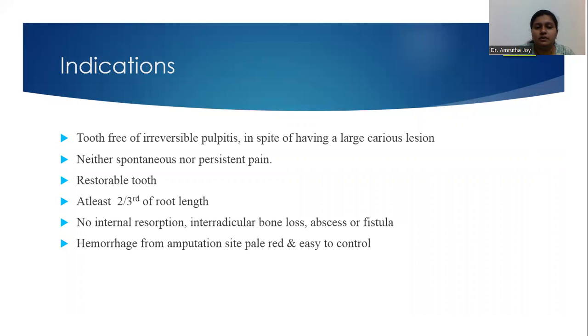So, the tooth selected for pulpotomy should not have spontaneous pain, and the tooth should be restorable, and at least 2/3 of the root length should be present for performing a pulpotomy procedure. There should not be any internal resorption, interradicular bone loss, or presence of abscess. And the hemorrhage from the amputated site should be pale red in color, and the hemorrhage should be easily controllable.